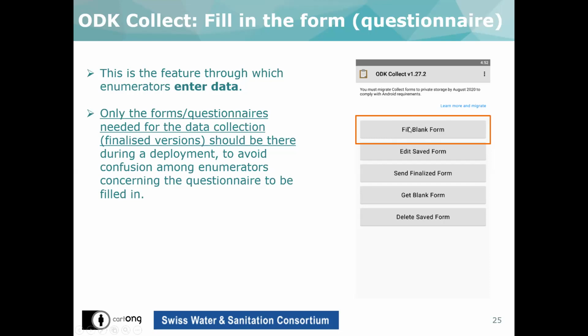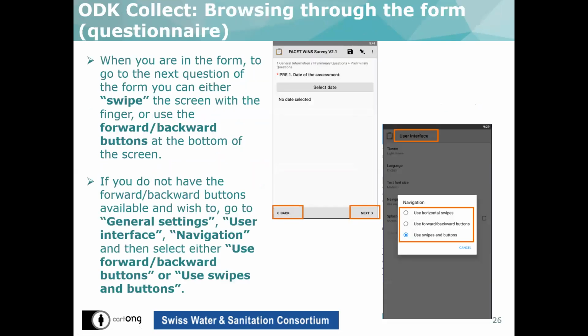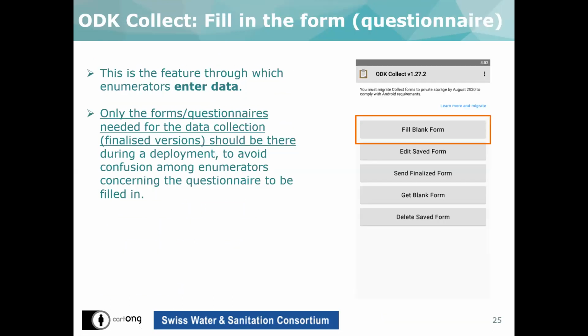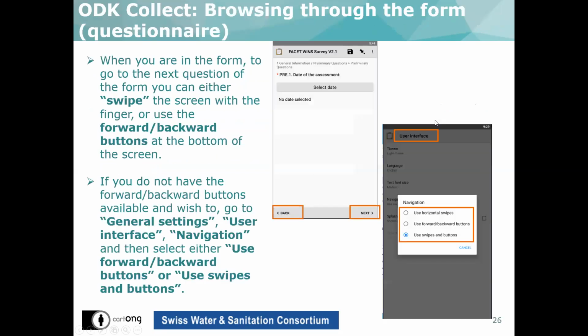Now, once you are in a questionnaire, so you go to fill blank form here, you click on it, you have your questionnaire, you click on it to enter it, then you'll arrive into your questionnaire, and then you have different types of questions in your questionnaire. Now, let's have a look at what we could have here, how we could go through this question. The first thing is the way you go from one questionnaire to the other.